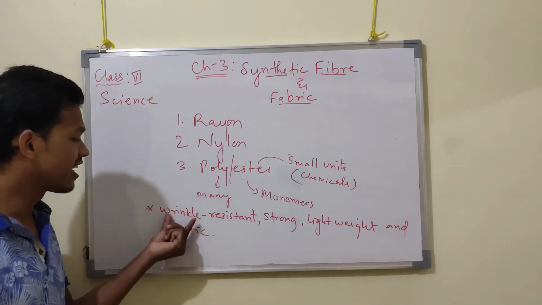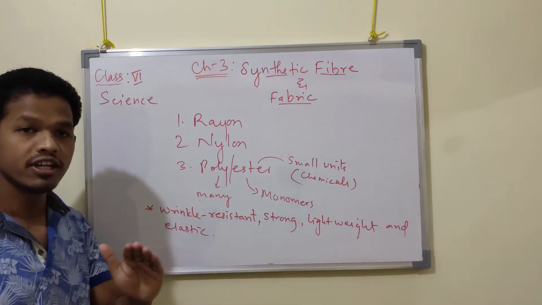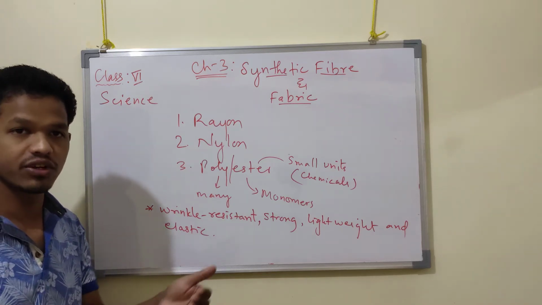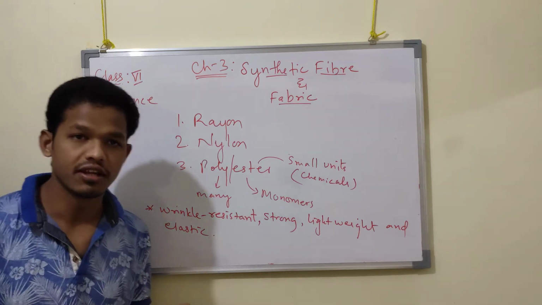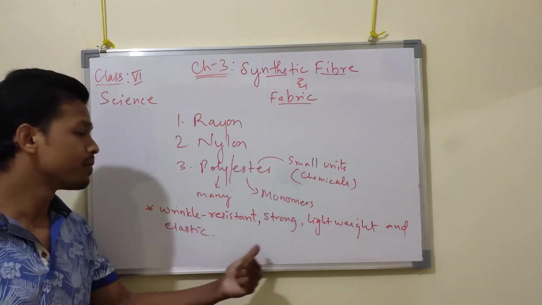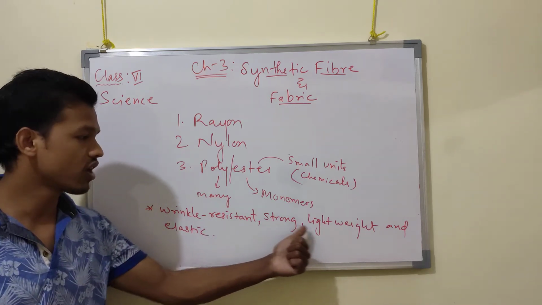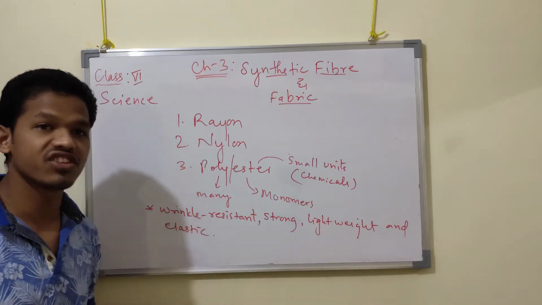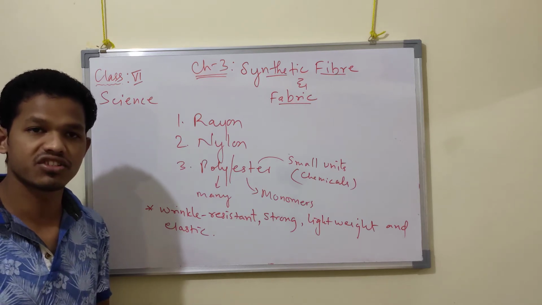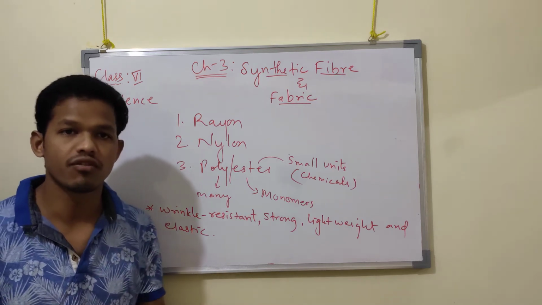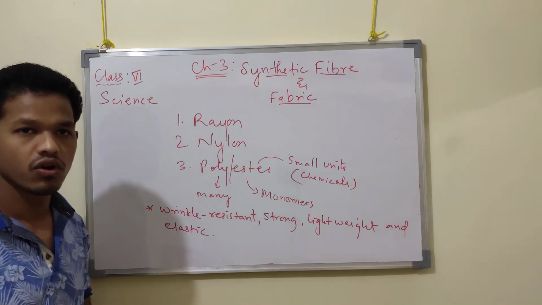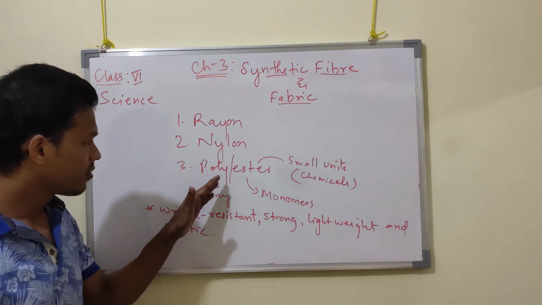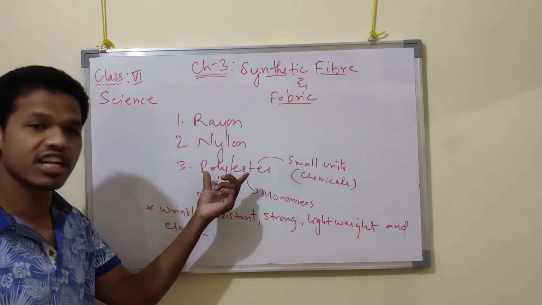It is very wrinkle resistant. Wrinkles will not form easily on the fabric, whatever fabric you use day to day, even by rubbing. It is very strong and lightweight. If you compare with weight, it is very lightweight and also very elastic. It can be stretched to some extent of its limit, and it can be folded. Got it now? So these are the specific qualities of this synthetic fiber known as polyester.